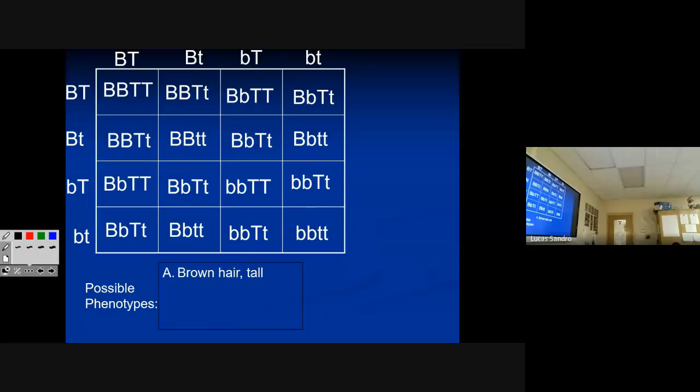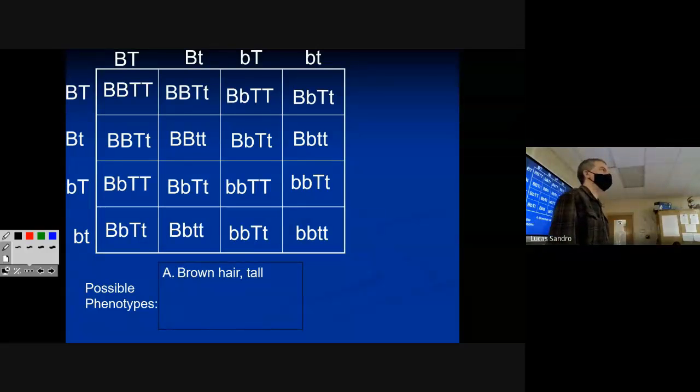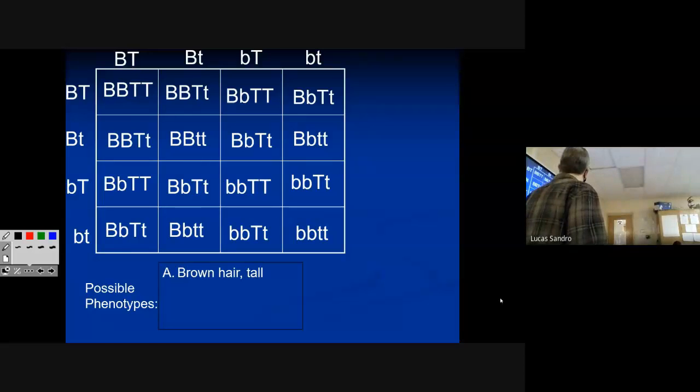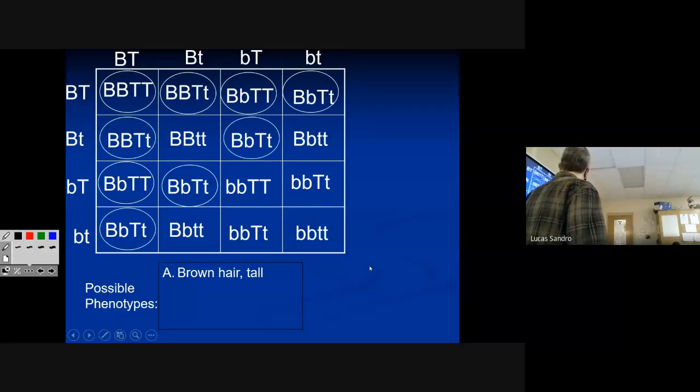If you laid it out like I did, it makes a fairly convenient pattern. How many did you get? How many brown-haired tall kids are we looking at here? Abby? 9. And they make a nice little triangle. 1, 2, 3, 4. All the top row, all the left column, and then this one and this one, and we've got our 9.